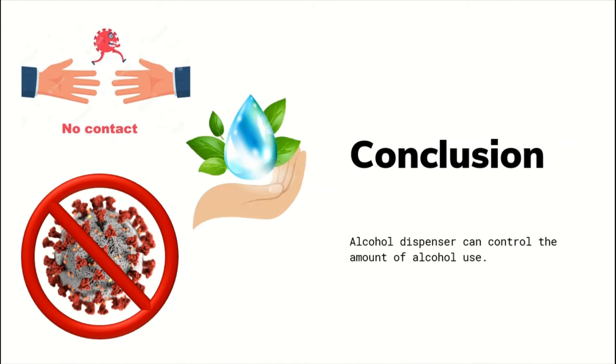For the conclusion, I conclude that the automatic alcohol dispenser can control the amount of alcohol used. It can help conserve the amount of alcohol, stem infectious disease transmission, and it can eliminate common contact points.